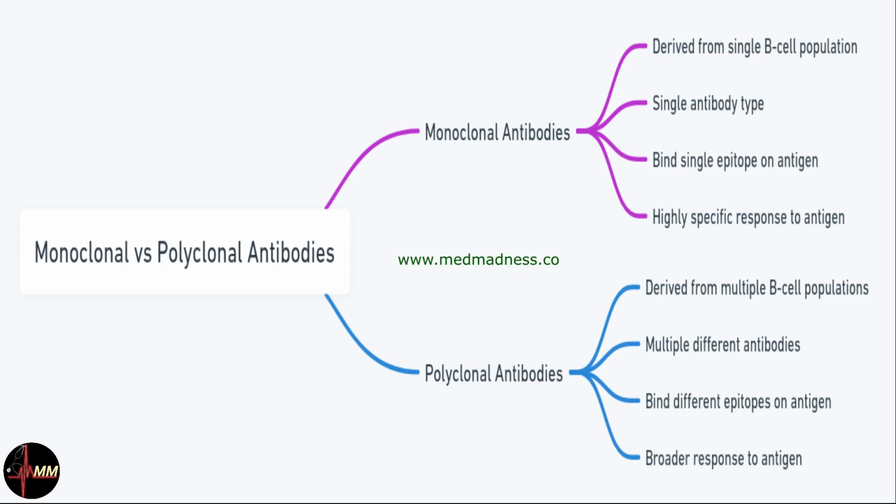Now let's think broader. How might the choice between monoclonal and polyclonal antibodies affect the outcome of a therapeutic intervention? For example, consider a disease where the pathogen can mutate quickly. Which antibody type might be preferable in this scenario, and why? Drop your answers and thoughts in the comments below.